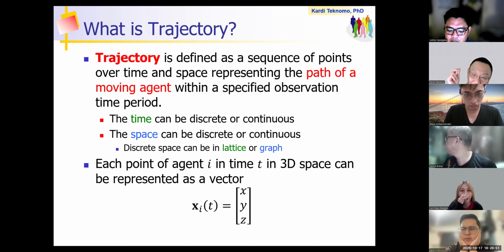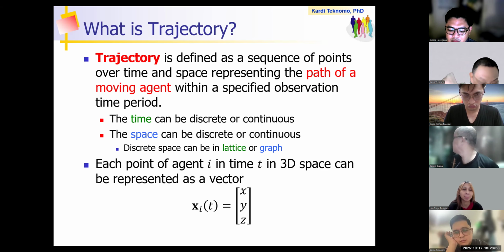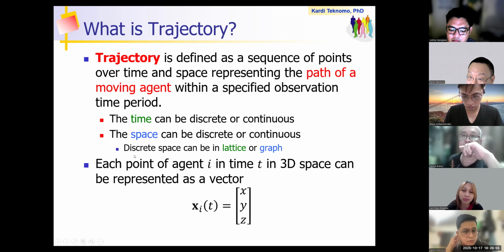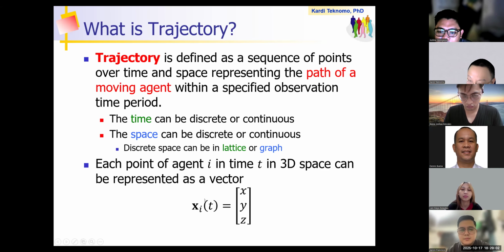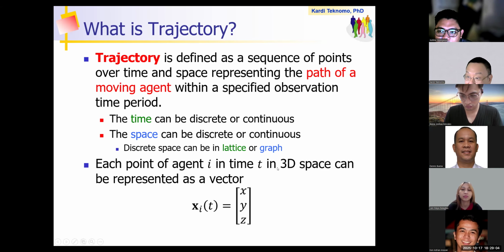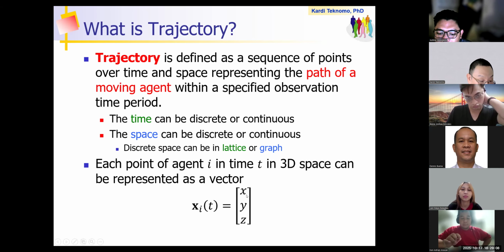So each point, let's discuss physical space now. Each point of agent i at time t in 3D physical space can be represented by this kind of vector, right? X, Y, Z, correct?